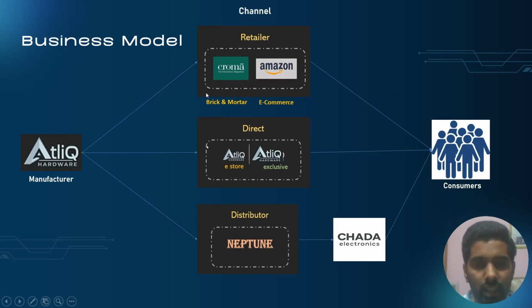So we have three different channels. First, we'll go with retailer. Retailer is basically stores like Croma, the physical stores we see. They are also known as the brick and mortar channel, along with e-commerce websites such as Amazon, Flipkart, etc. Then we go to the next channel, which is the Atlic e-store and Atlic exclusive stores. They have their own independent platform.